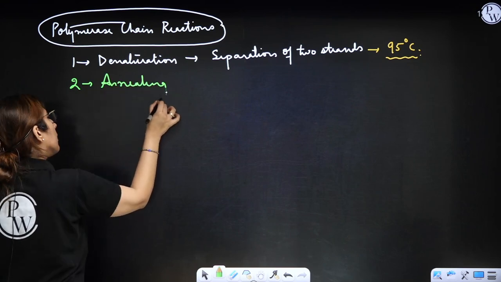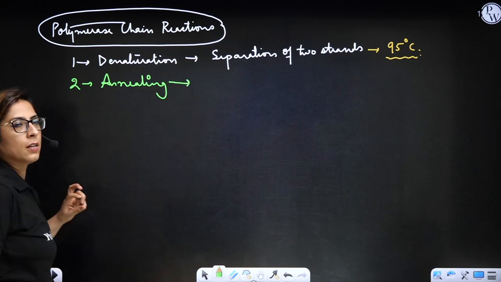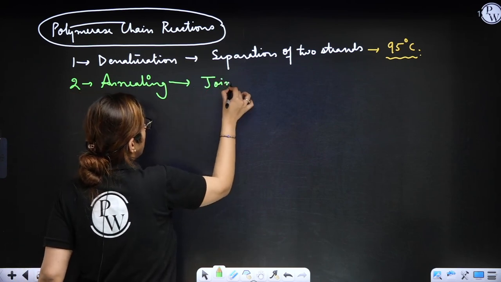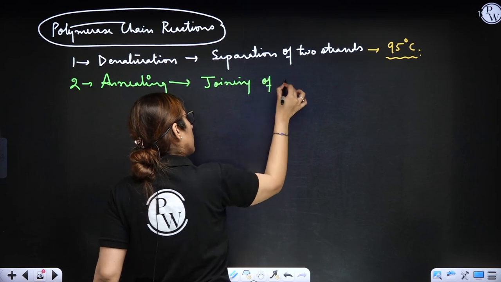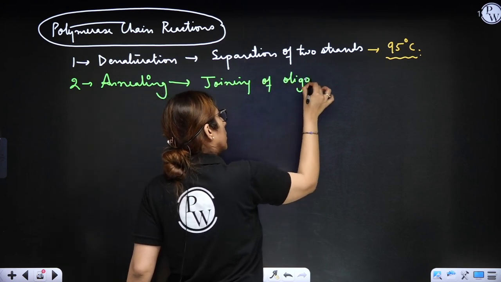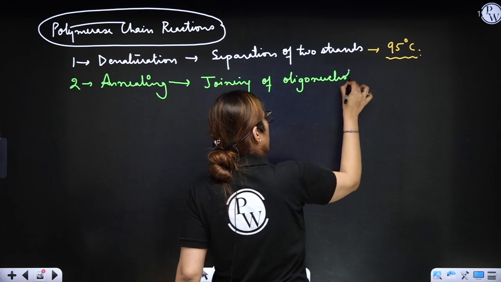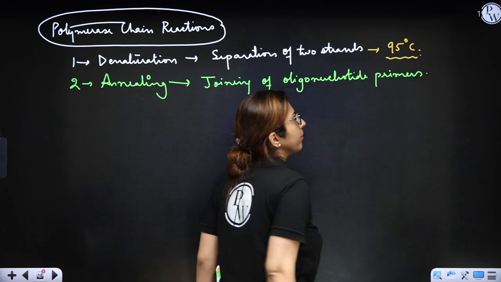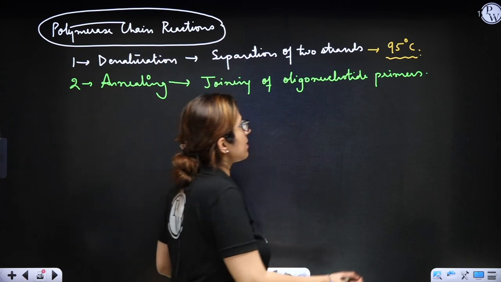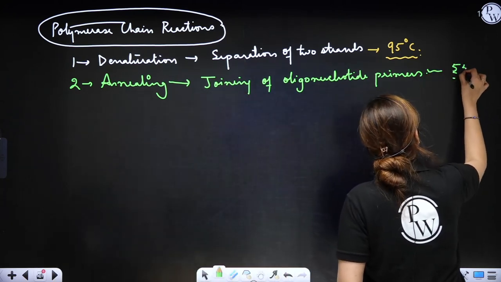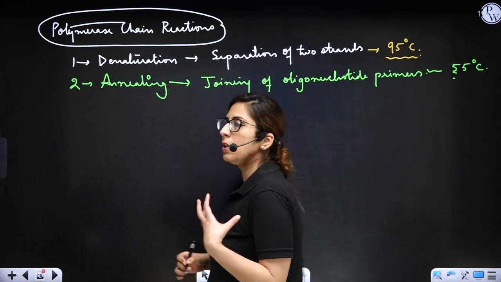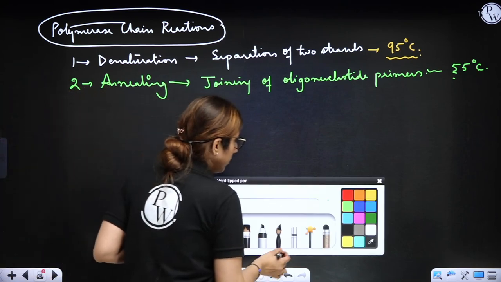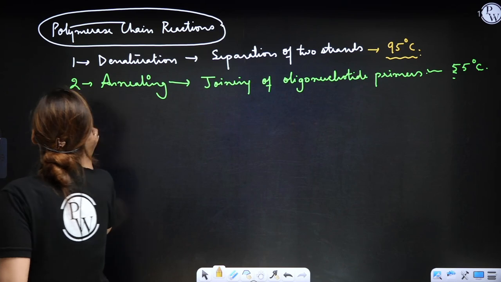Guys, what do you mean by annealing? Annealing means joining of the primer, the oligonucleotide primer. Oligonucleotide primers, they are at around 55 degrees Celsius temperature. This also, basically guys, depends on the amount of CG content. Clear? Now the third one is the extension.